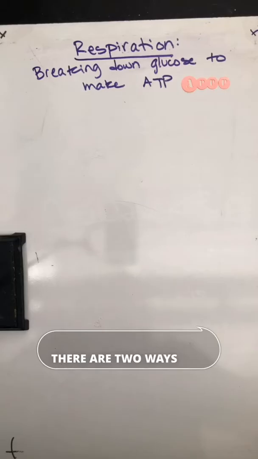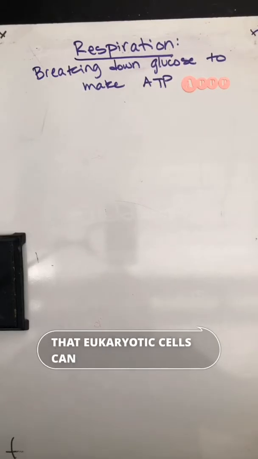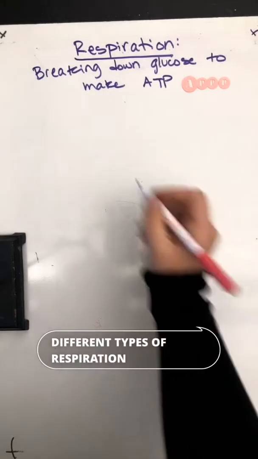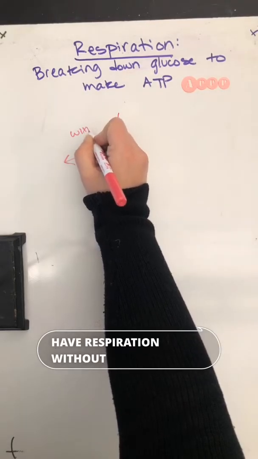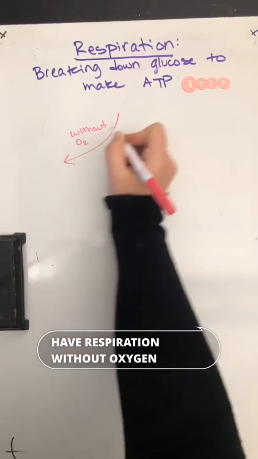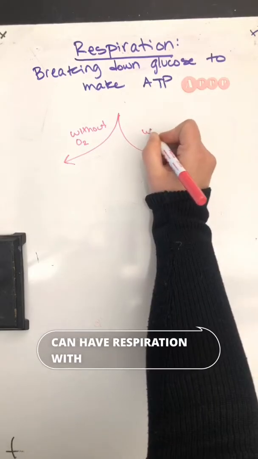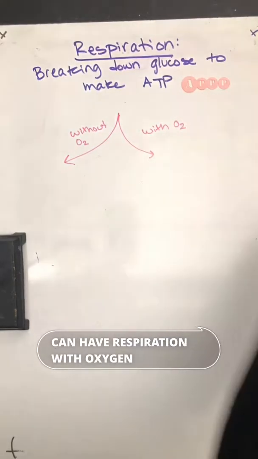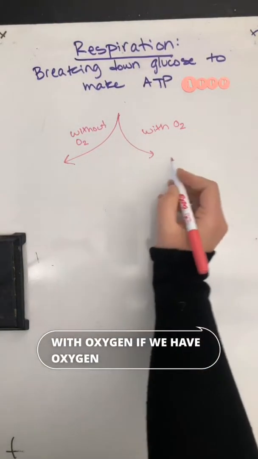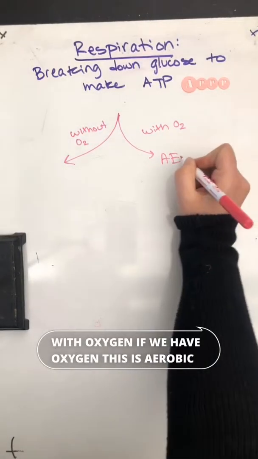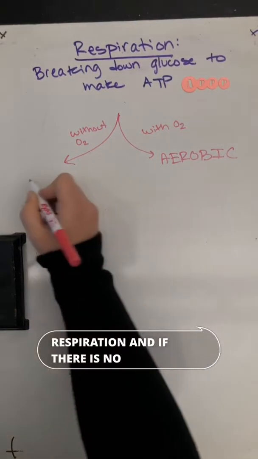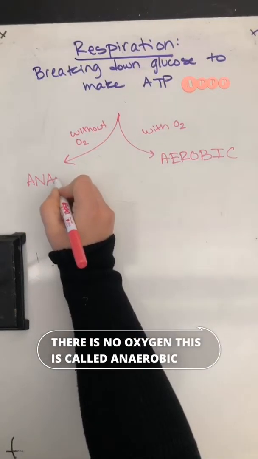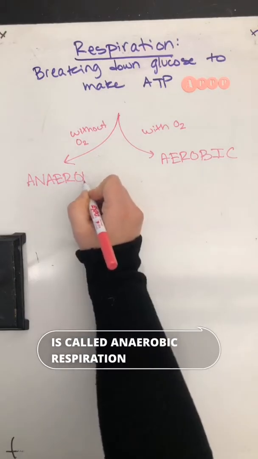There are two ways that eukaryotic cells can make ATP from glucose. There are two different types of respiration. We can have respiration without oxygen, or we can have respiration with oxygen. If we have oxygen, this is aerobic respiration. And if there is no oxygen, this is called anaerobic respiration.